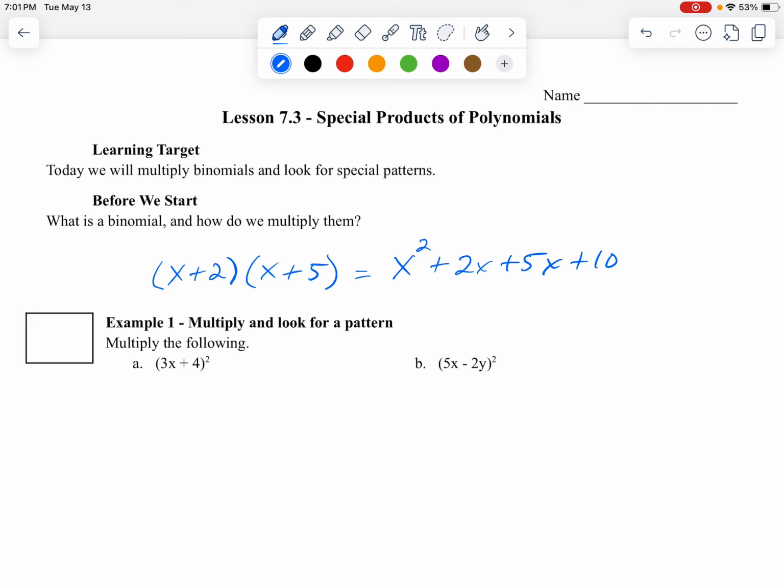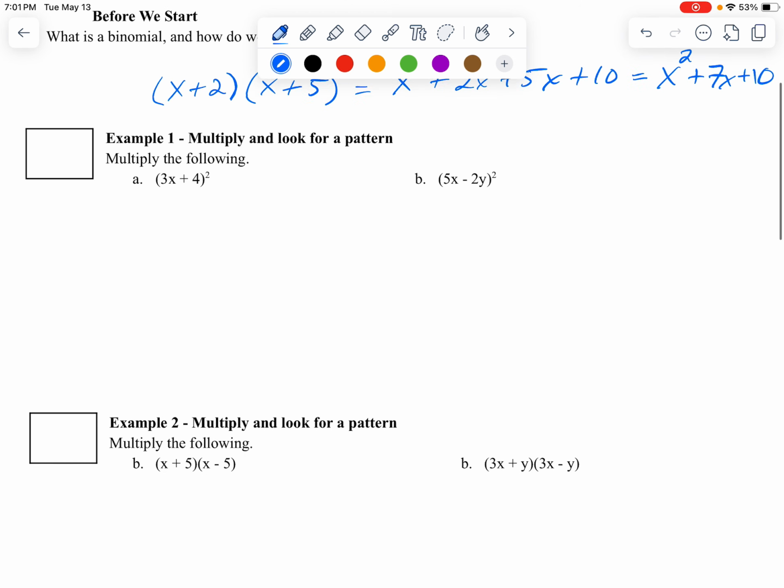And then we would want to simplify. Those two middle terms can be combined, and I know this isn't the neatest way to write this, but we could simplify to x squared plus 7x plus 10. So this is just kind of special cases of this. We're still doing the exact same process, but if you can start to notice some patterns in this, you can speed up this process for yourself, and it'll really help you out in the future.